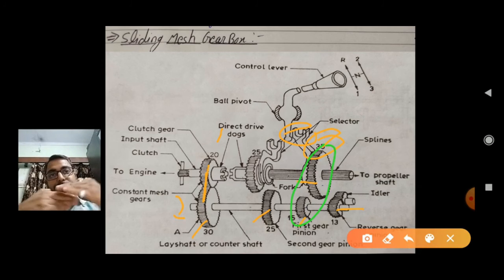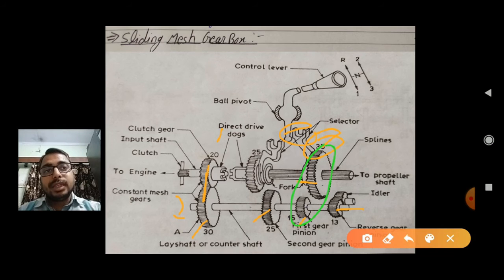When the sliding occurs, when you hold the control lever and slide it, the control lever is attached with the selector, and the selector slides gear number 1, which has 35 teeth, in the left direction, and it is attached with gear number 1. So in this case, the power transmission takes place.